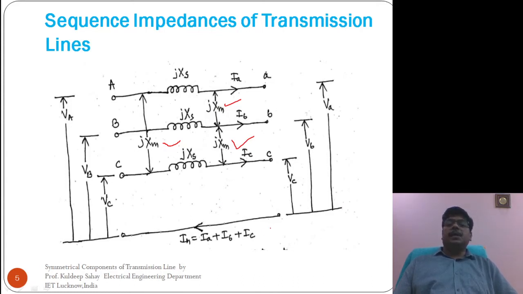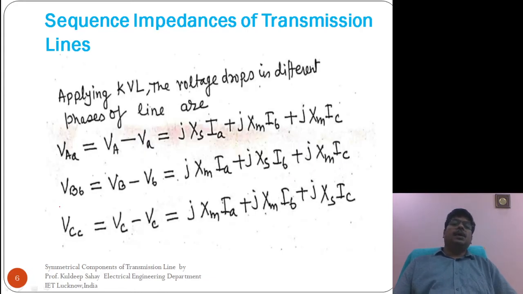If there is any neutral current, then that will be IA plus IB plus IC. So here, the line is fully transposed, means the mutual inductance between each line will be the same, jXm. Now you can apply Kirchhoff's voltage law. Then the voltage drop in each phase can be found.